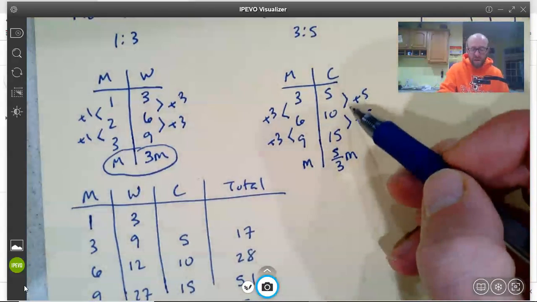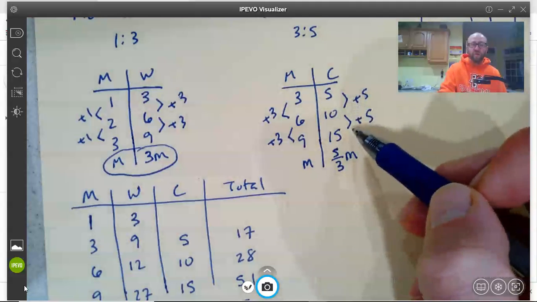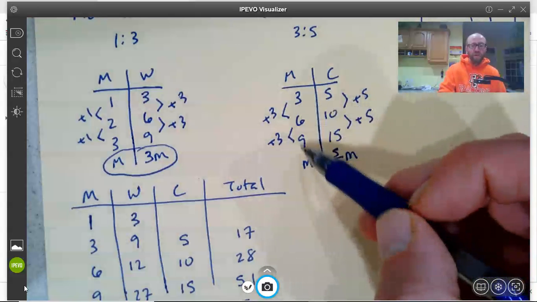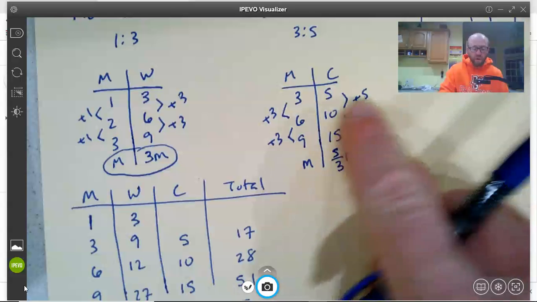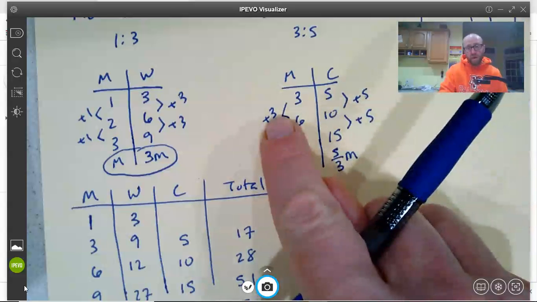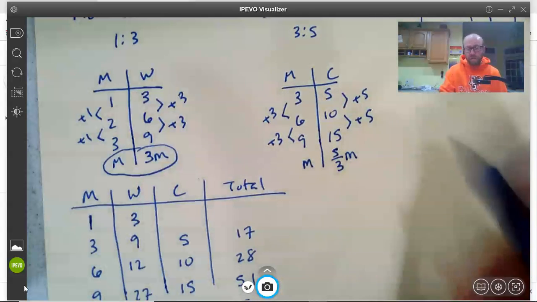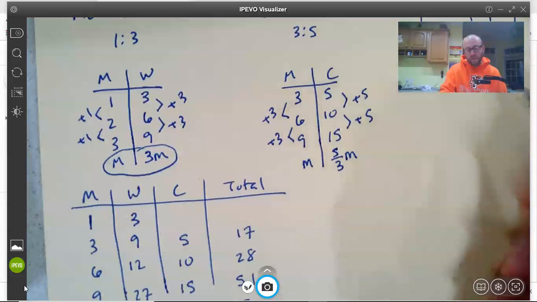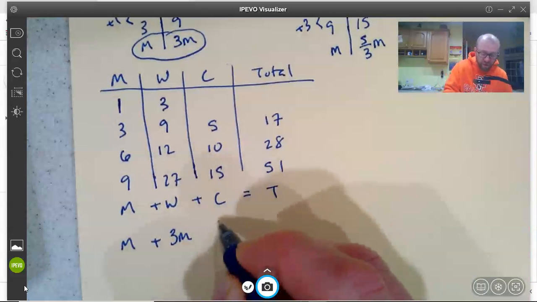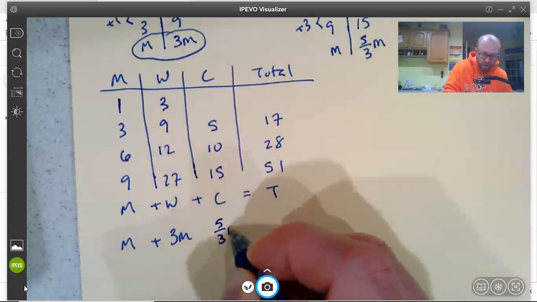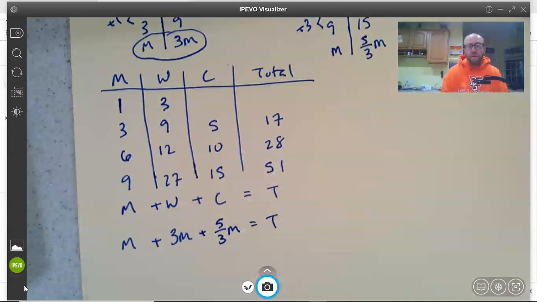Remember, the trick is to look at what the numbers on the right-hand side are changing by. What are the numbers on the left-hand side changing by? So what is our increase in output with respect to our increase in input? And we just write that as a fraction, 5/3 times M. Then we'll test our rule to see if it works. And if it works, like in this case, we're done. So this means that down here, children is 5/3 M. And then we have our total.